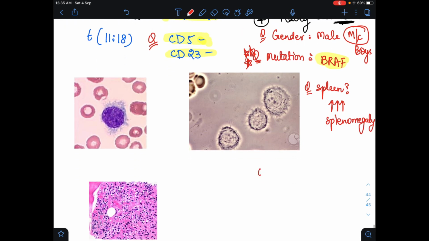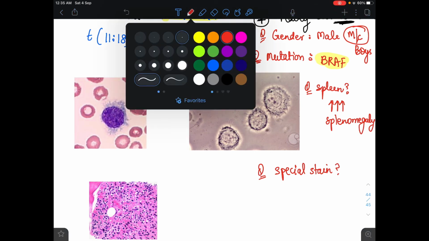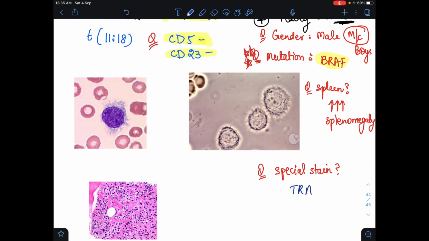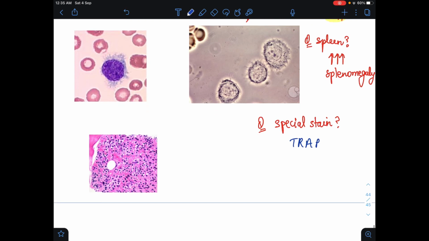Now the fourth question: what is the special stain used for hairy cell leukemia? The special stain used for hairy cell leukemia is TRAP, that is tartrate resistant acid phosphatase. Tartrate resistant acid phosphatase is used for hairy cell leukemia. In short, we can remember it like TRAP.